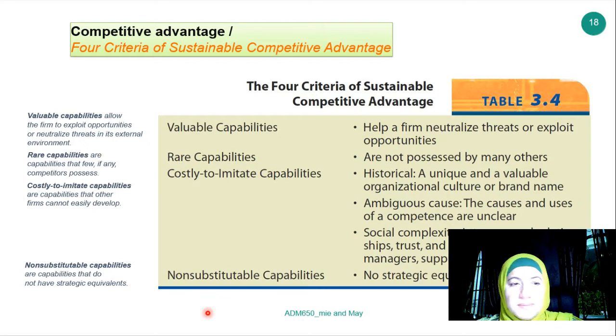of these rare capabilities. And then costly to imitate capabilities. Here, these are capabilities that other firms cannot easily develop. It's costly to imitate because of the history, the events over time, because of the organization's culture, that makes the organization itself become the brand, so it's difficult for other organizations to copy or take over.